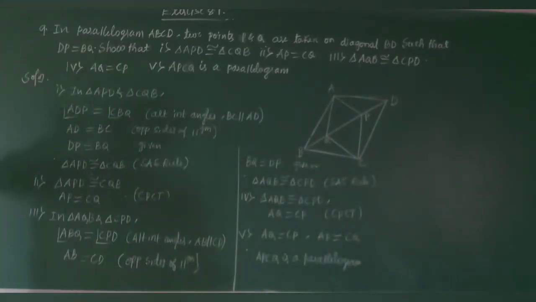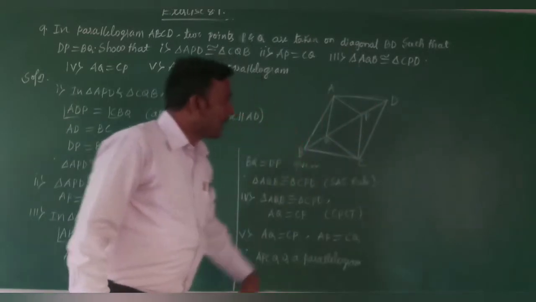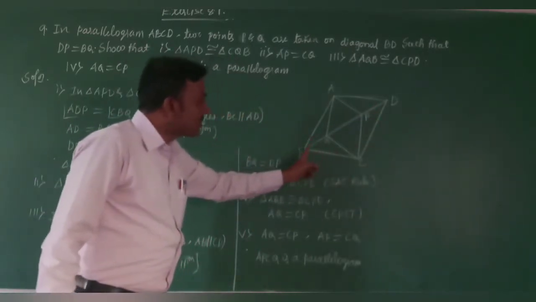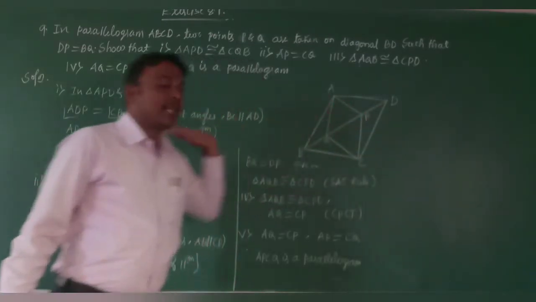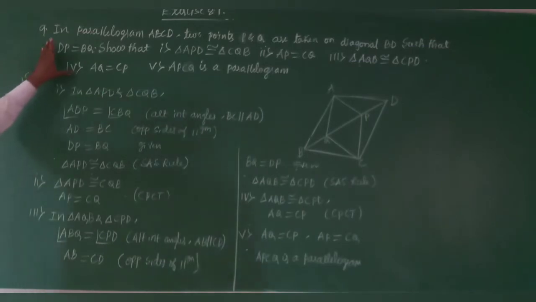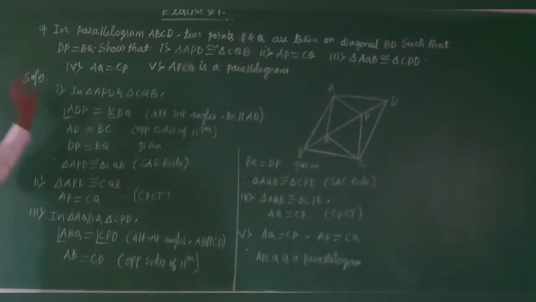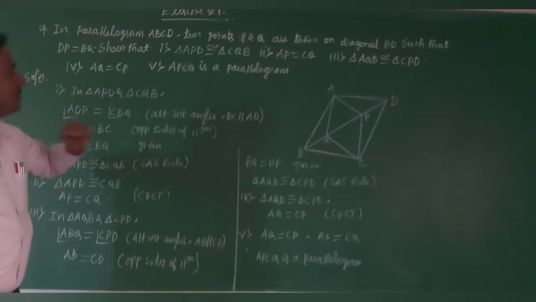Solution. First case I will take. It is already given that ABCD is a parallelogram, and P and Q are on diagonal BD such that BQ is equal to DP. We have to prove these conditions to prove all these five cases. Proof: first I will take triangle APD and triangle CQB.